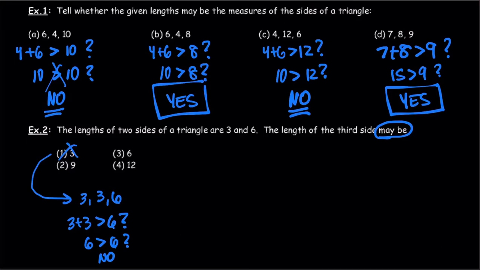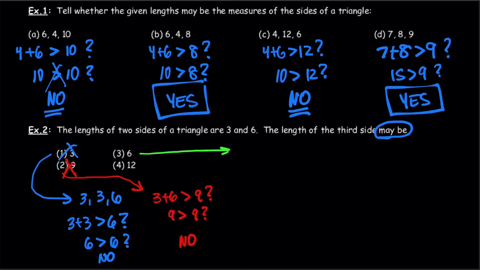So now let's, I'll use different colors here. Let's take choice 2. If I mix in a 9 with a 3 and a 6, I have to put those in order. 3, 6, 9. Okay, so that would be 3 plus 6. Is it greater than 9? Is 9 greater than 9? No. So that one doesn't work. Well, let's try this one, choice 3. 6. Well, again, you have to put them in order. 3, 6, 6 would be the correct order. Is 3 plus 6 greater than 6? Is 9 greater than 6? Yes. So it would be choice 3.